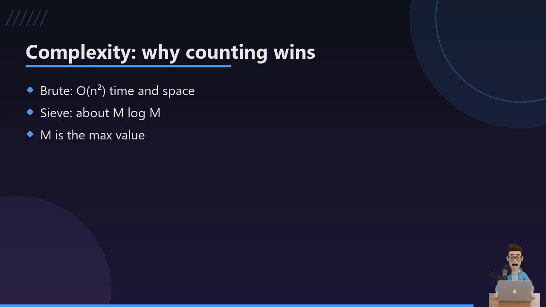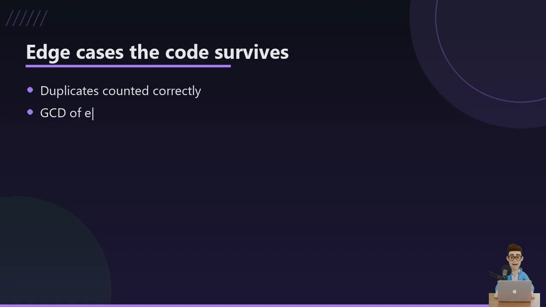The sieve runs in about big O of m log m, where m is the largest value, plus a quick binary search per query. Pick brute force to explain, then ship the sieve for scale. Duplicates just add to frequency, so choose 2 naturally counts pairs of identical numbers.